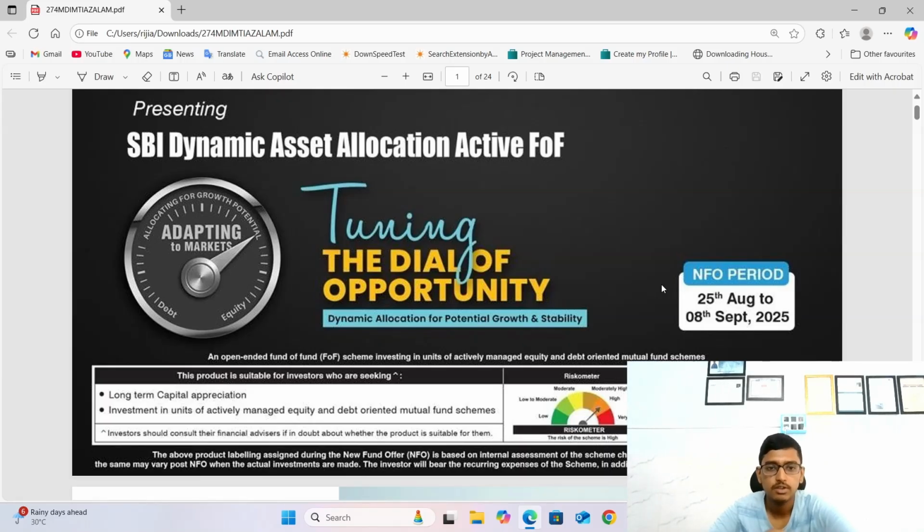So let me first introduce who this fund is for. It is suitable for long-term capital appreciation, and the investments in units are actively managed in equity and debt-oriented mutual fund schemes. It is a hybrid fund, so it will be suitable for someone who wants to invest money in the mutual fund industry for, let's say, more than 3 years but less than 5 years.